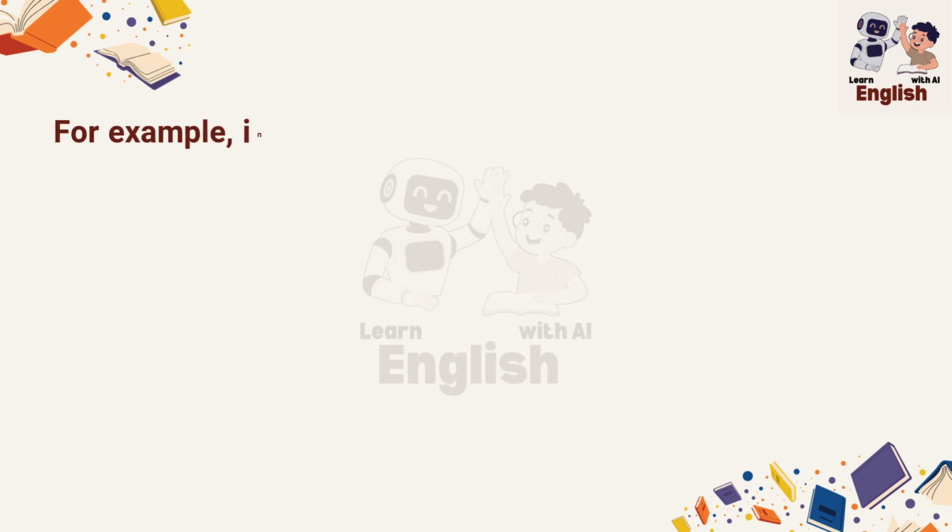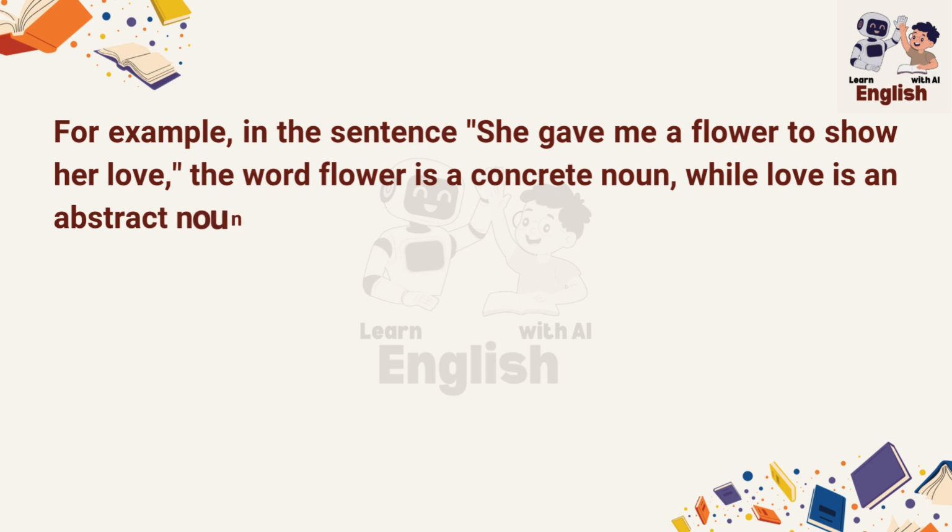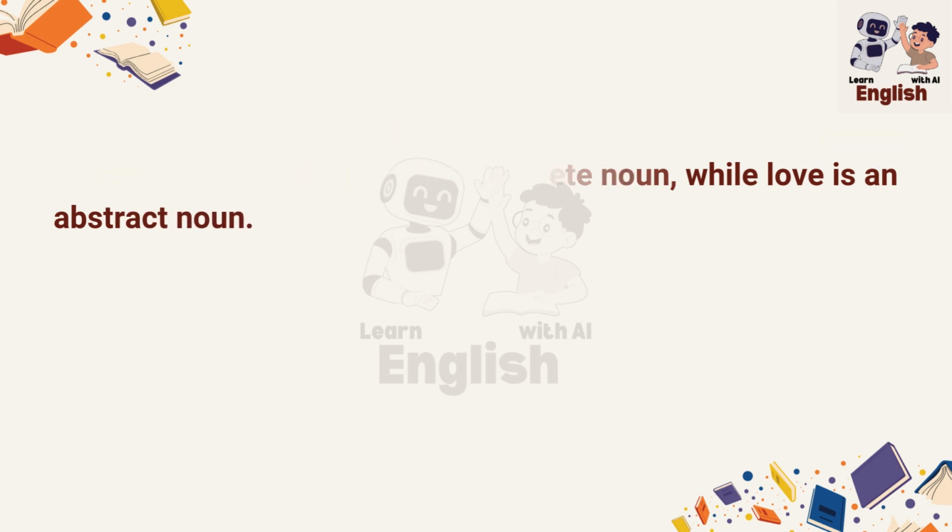For example, in the sentence, "She gave me a flower to show her love," the word flower is a concrete noun, while love is an abstract noun.